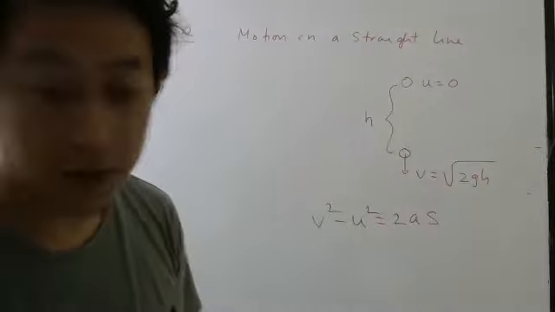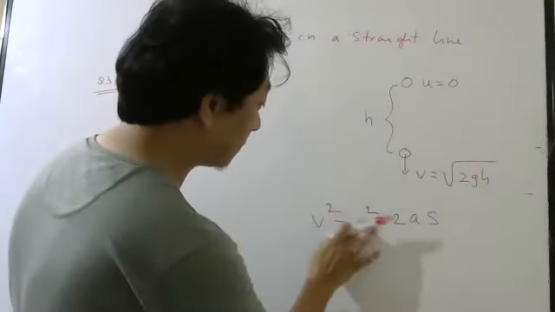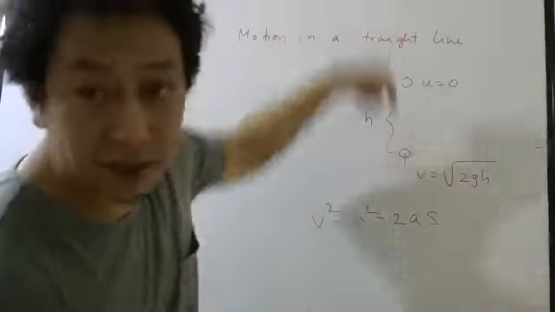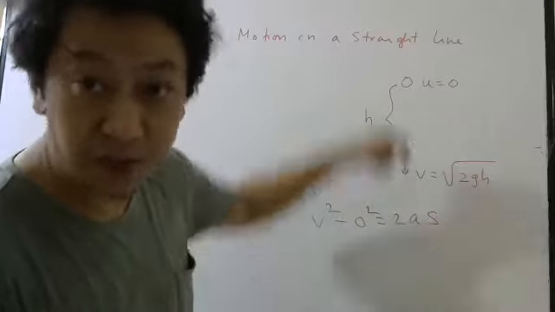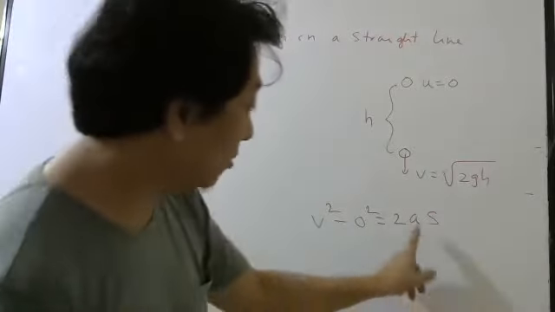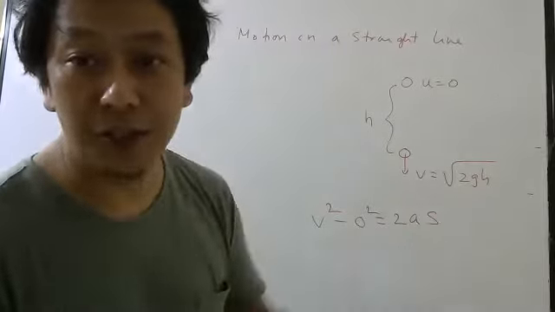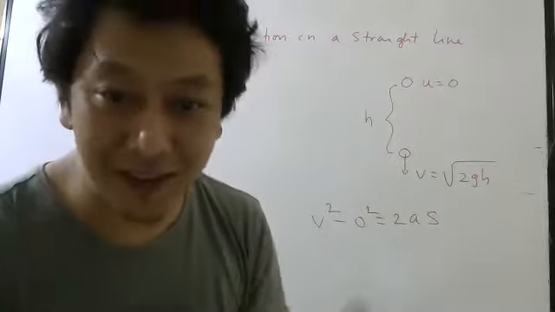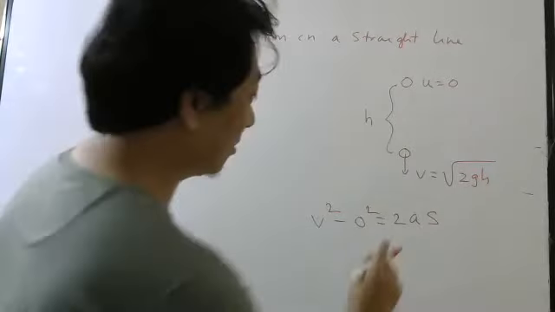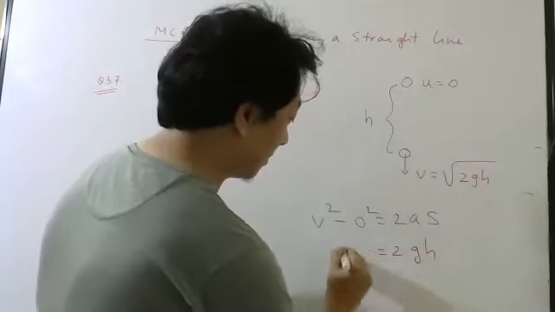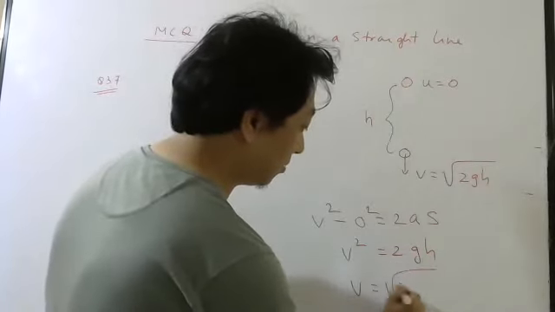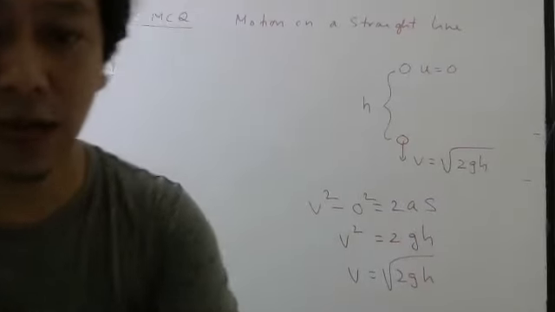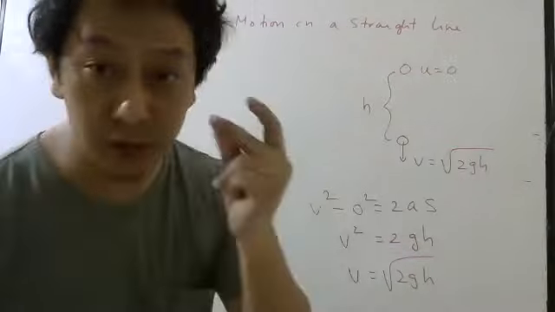Yes or no? Initial velocity is 0, final velocity I want. Displacement is h, downwards. Acceleration due to gravity is also downwards. Both are down, so why take down as negative? If both are down, better to take both positive. So it will be 2gh, and v will be root of 2gh. Correct? Students, I don't want to revise this again and again. Keep on revising. This answer you should tell immediately.